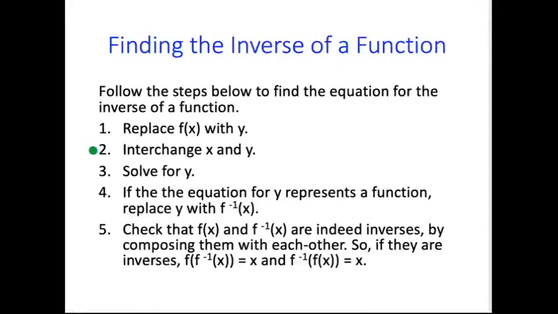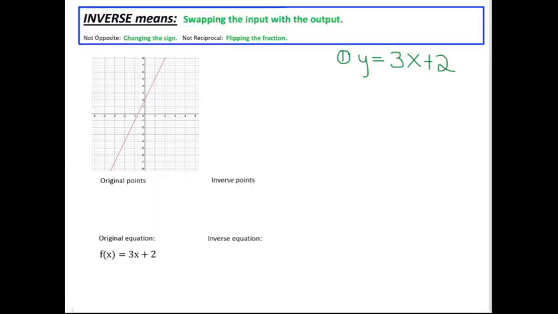Now we go to the second step, which says to interchange x and y. So again, that just means that we are going to swap x and y. I'm going to write it down for the second step. So we have x equals 3y plus 2.